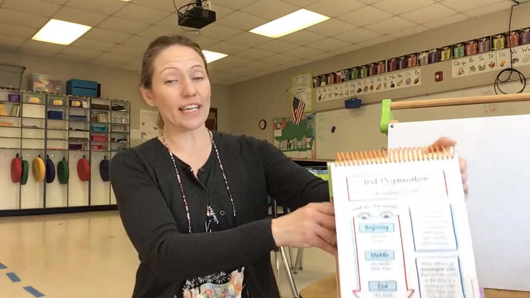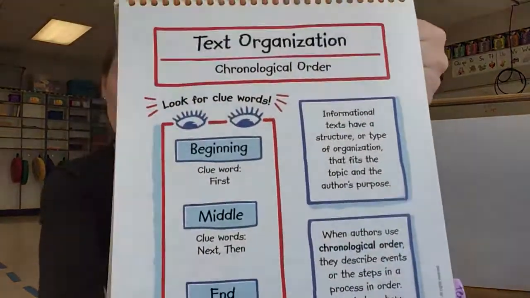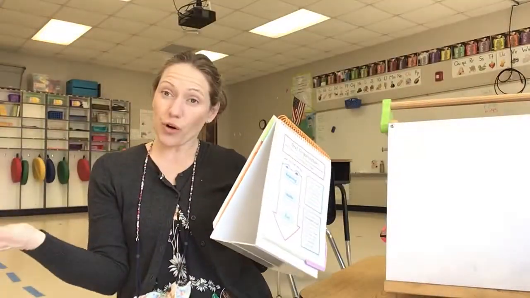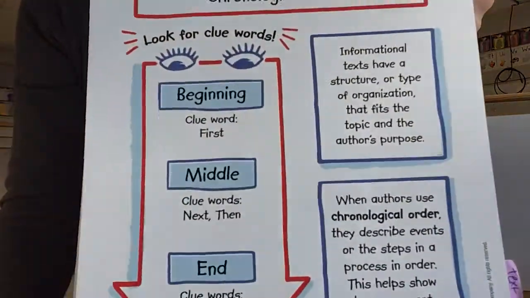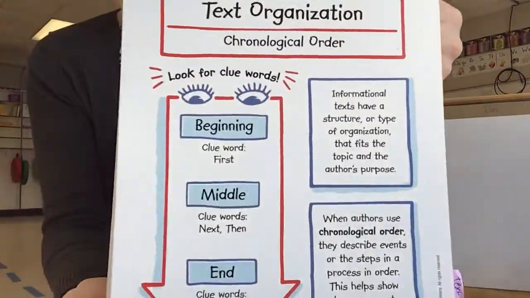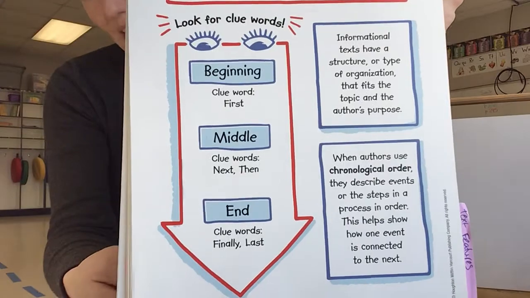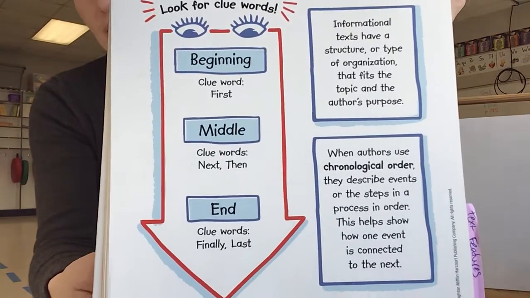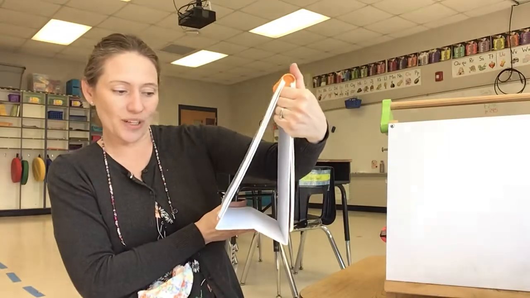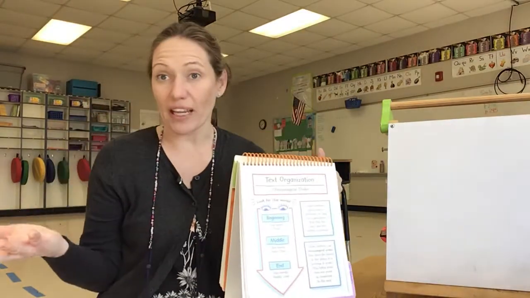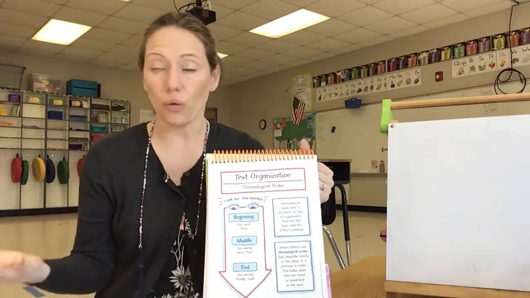Now, let's take a look at those clue words. If you see these words, you might be reading chronological order. When you see something like first, then you might be at the beginning. In the middle, you might see words like next and then. Or at the end, words like finally and last. And so when you start to see that, you might be reading a chronological order text.